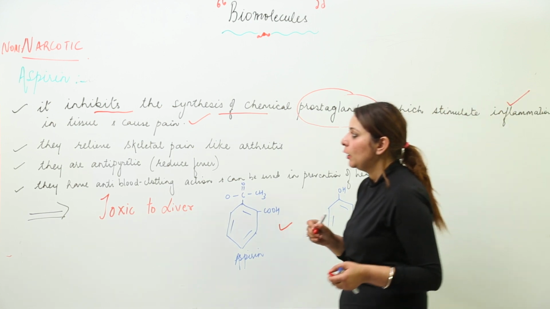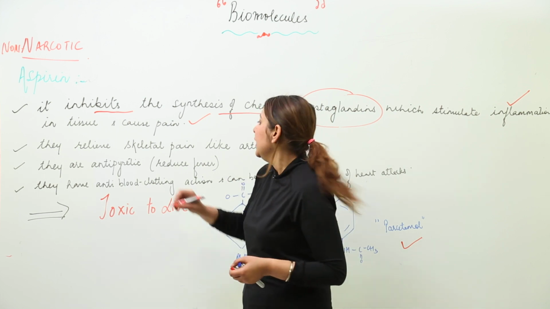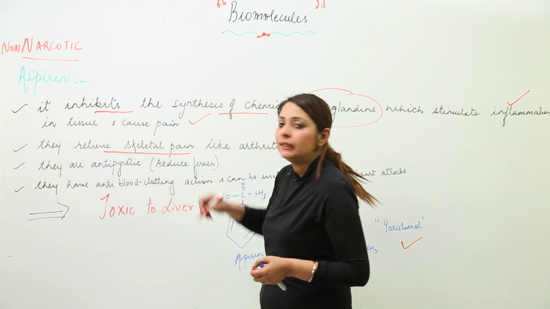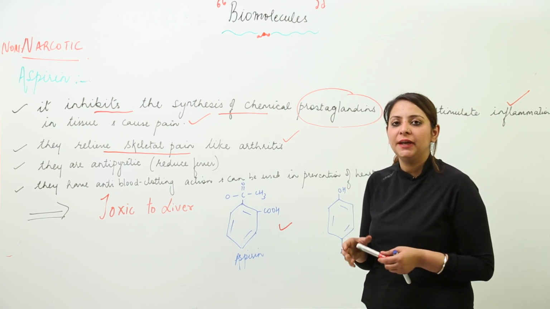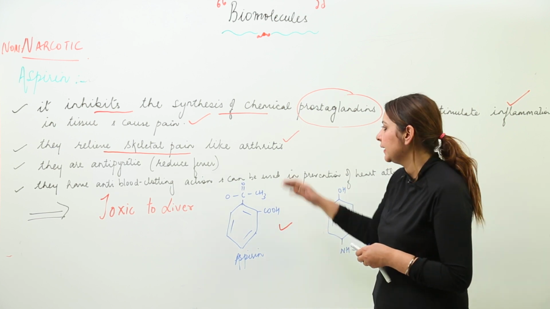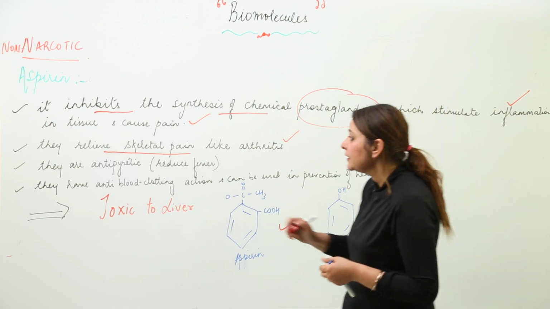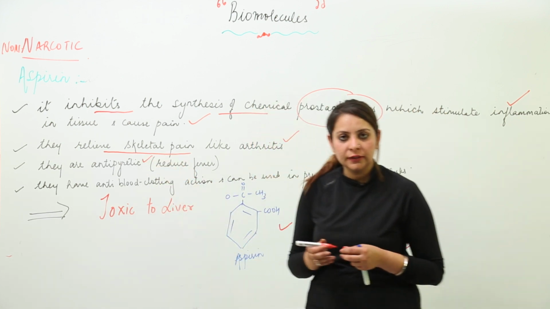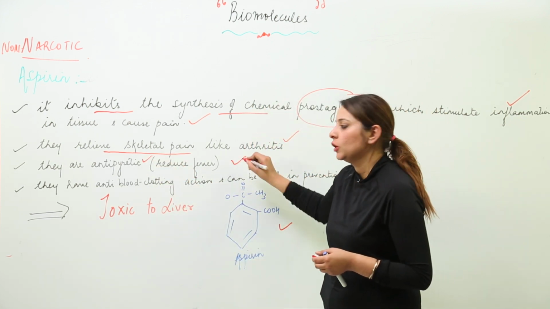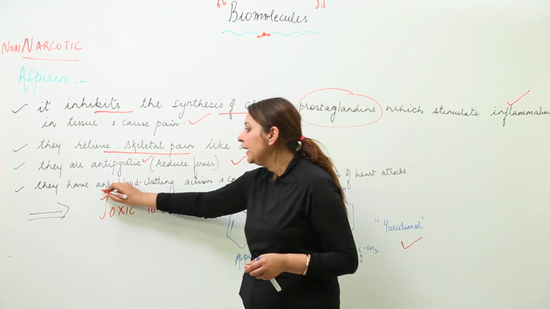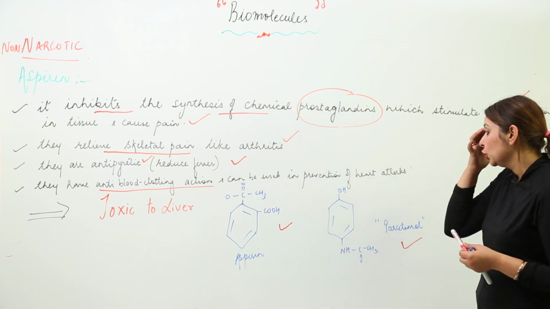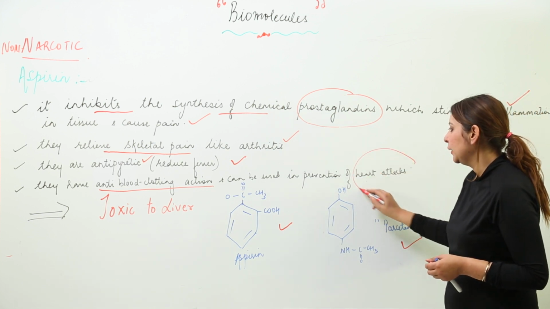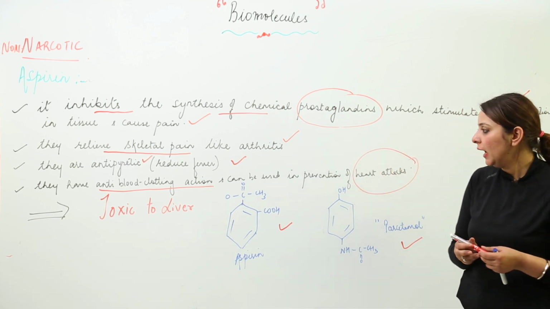And if we talk about where aspirin is used, it is used for relieving skeletal pain, like arthritis. It is also antipyretic, that is, it reduces fever, and it has anti-blood clotting action, which can be used in the prevention of heart attacks.